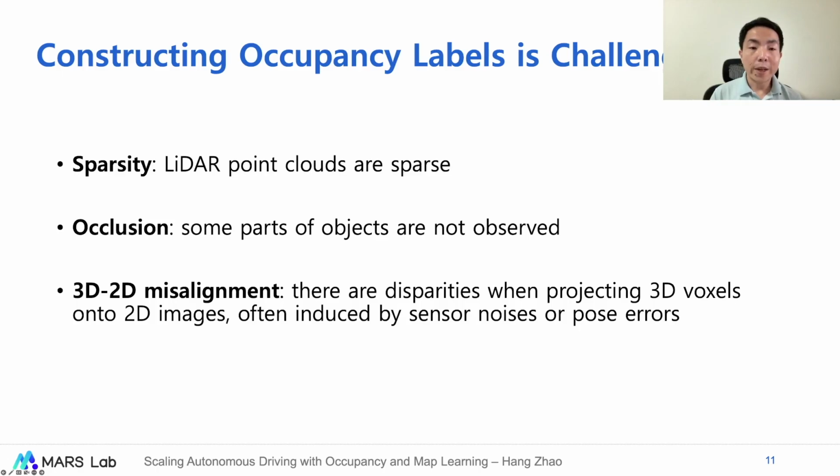As we know, the LiDAR point clouds are sparse, but the occupancy grid we are trying to build is dense. Second, occlusion. Since during the data collection, some parts of objects are not observed, how do we auto-label them? Or do we need to auto-label them? Third, 3D to 2D misalignment. During the occupancy labeling, there are disparities when we project the 3D voxels onto 2D images, which are often induced by sensor noise or pose errors. How do we handle them?